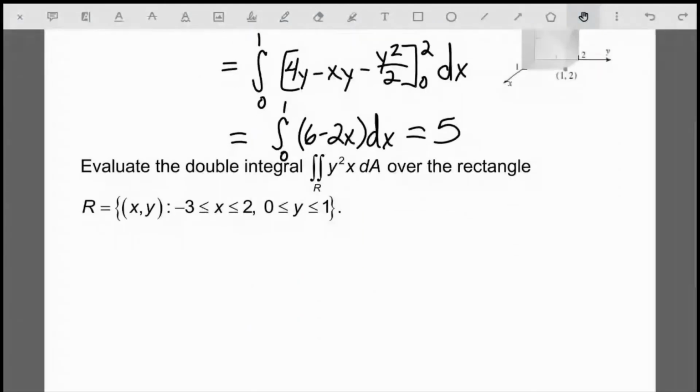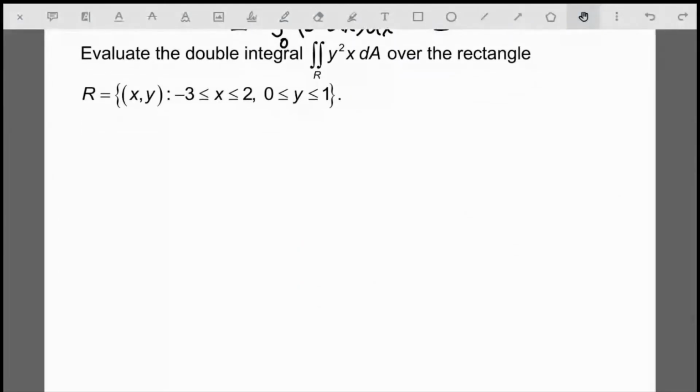Okay, so now there's one more here that I want you to try. And it says evaluate this double integral. And we've got it over this region R, and it's y squared x dA over this rectangle. So the rectangle is -3, 2 in the x direction, 0 to 1 in the y direction. So I want you to solve it, and then I want you to think about what does your solution actually mean. So pause the video, solve that out. When you come back, I'll show you the solution.